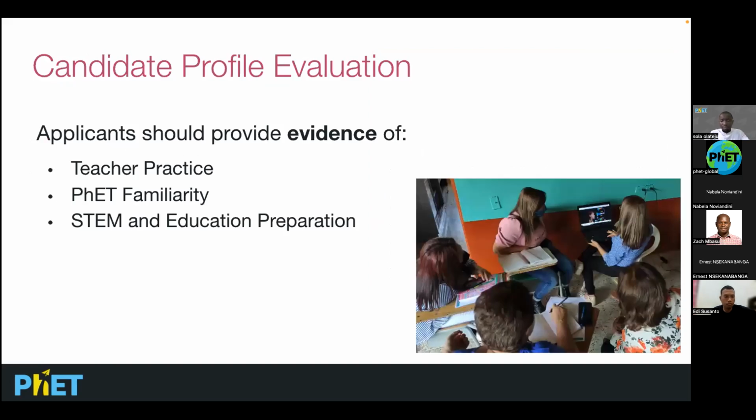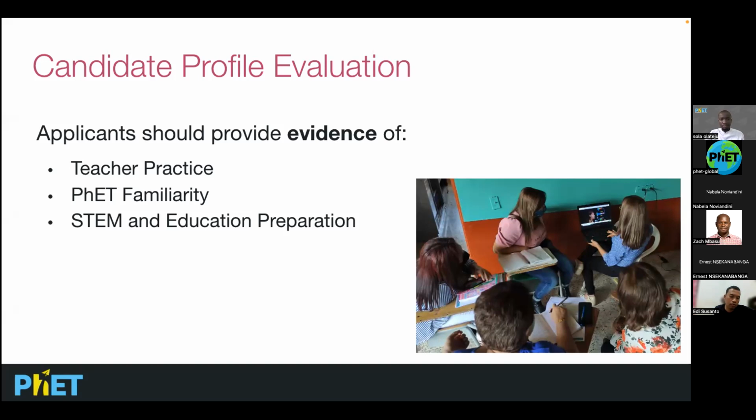Like I mentioned, some of the things we're looking out for in our evaluation process: applicants should provide evidence of teaching practice. Do you have experience teaching, or have you been involved directly or indirectly in whatever capacity? We would love to know. We also expect that you have some degree of familiarity with PhET themes, which is a very important component. It makes it easy to understand the design and how to translate. Beyond the specialization of the subject or the domain, knowing how PhET themes are built or how they work is definitely a big plus, and we always look out for that.